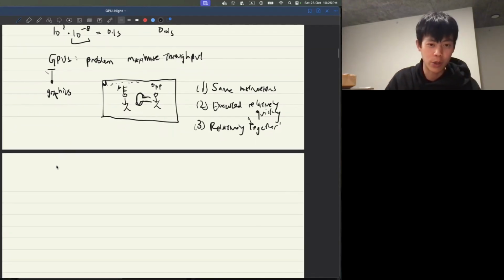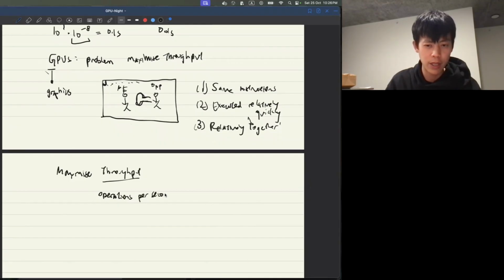So this is what we refer to as maximizing throughput. Throughput you can think of as the number of operations per second. If you imagine each pixel rendering to be one operation, basically this is saying you want a lot of operations done per second, and that is great. If a lot of operations are being done per second, then it is basically saying your screen is rendered very fast, at the same time.